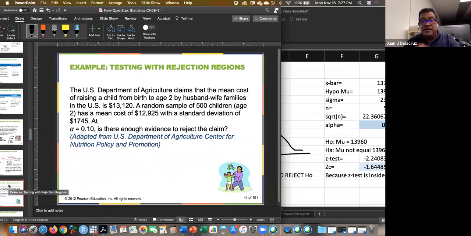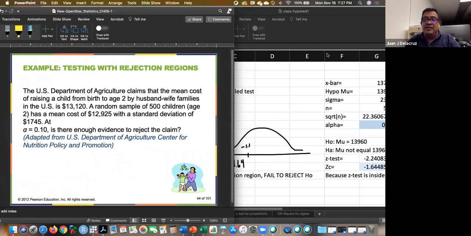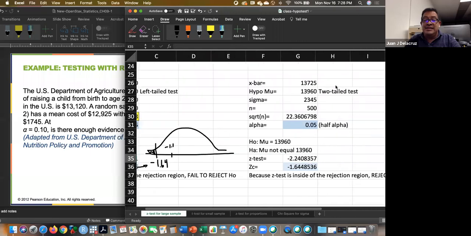Is there any question so far? So if not, we have a second case. Let me go very quickly. We are approaching the end of the class. So we have here another case.